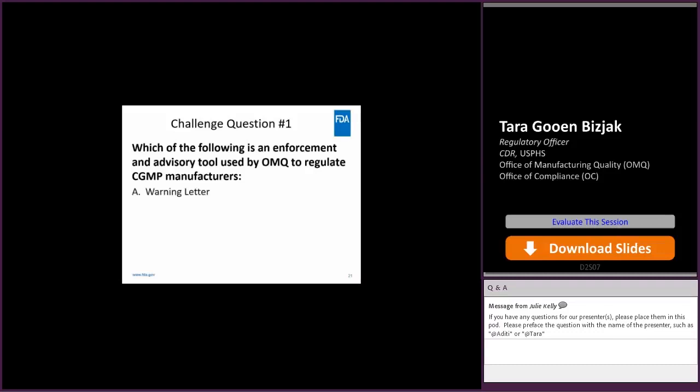Okay, so challenge question number 1, which of the following is an enforcement advisory tool used by OMQ to regulate CGMP manufacturers? A, warning letter, B, import alert, C, injunction, or D, all of the above? So of course we're going to go with D, all of the above. These are just examples of tools. I talked about 8 different tools before, I mentioned them in the beginning slides.